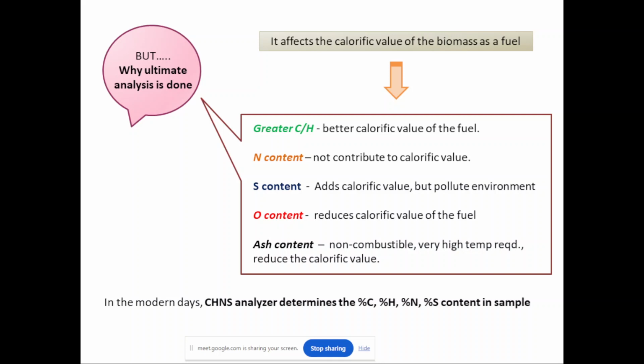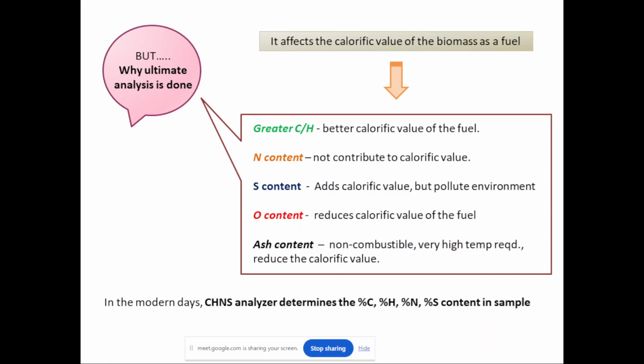So when we take a biomass sample, we should be conscious about the percentage of the sulfur content. The content of sulfur in the fuel you are going to select should be low.